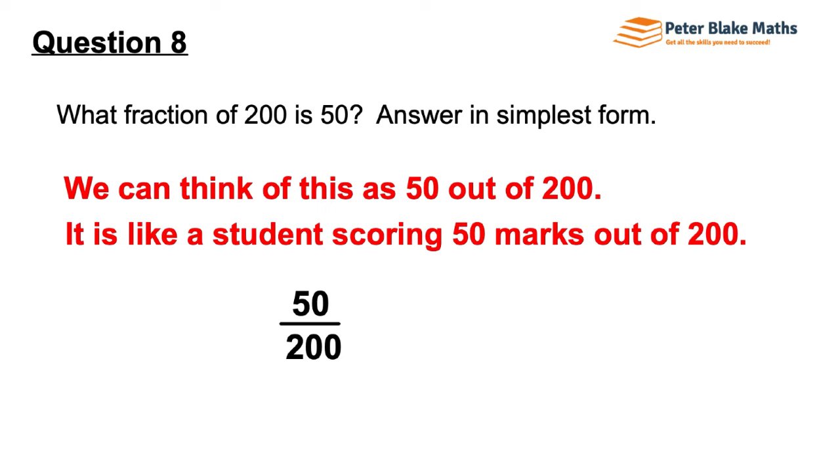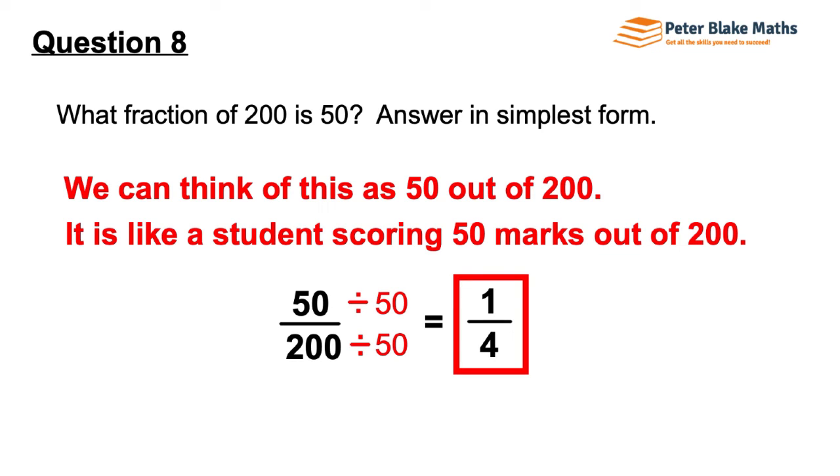So to simplify this, we look to find the biggest number that can go into 50 and 200. And I think you'll agree that 50 can go into each. So we'll divide that into the top and the bottom. 50 divided by 50 on the top leaves us with 1 because it goes in once. And 200 divided by 50, 50 goes into 200 4 times. So the fraction, when they're asking us what fraction of 200 is 50, ends up being a quarter. We could say that 50 is a quarter of 200.